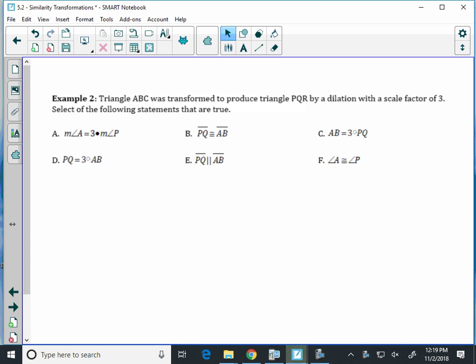For those notes from yesterday, 5.2. It says triangle ABC was transformed to produce triangle PQR by dilation with a scale factor of 3. Select the following statements that are true.